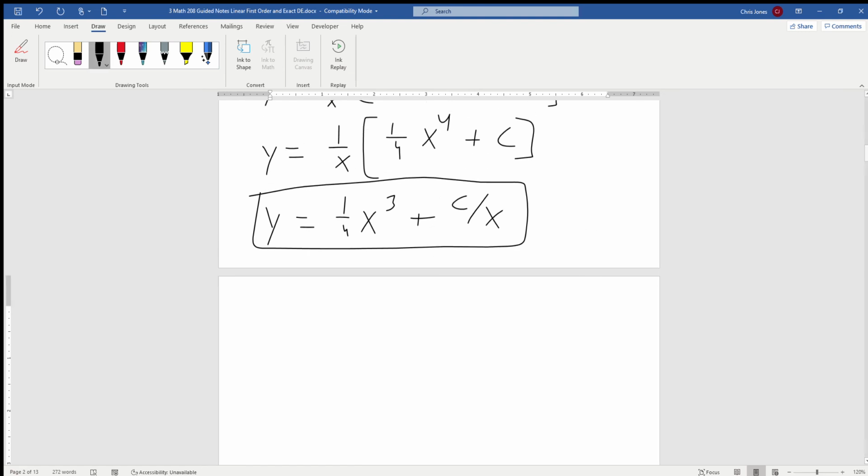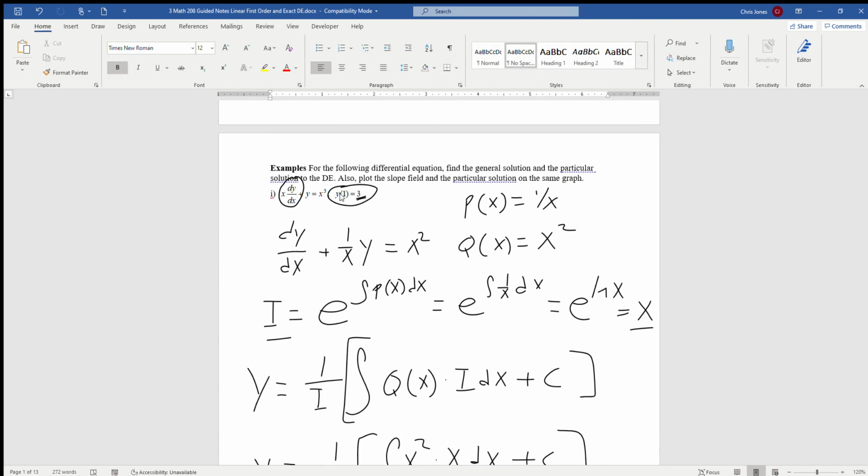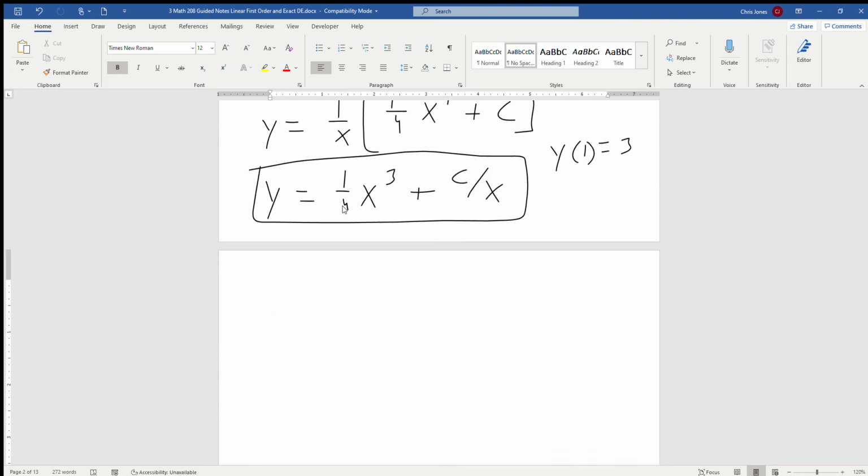Now remember, we had a particular solution, y at 1 is 3. And we're just going to substitute 3 in for y, 1 in for x, as we've done a number of times. So 3 equals 1/4 times 1 cubed plus c over 1. 3 equals a 4th plus c, which implies that this becomes 12 fourths. 12 fourths minus 1/4 is 11 fourths equals c.